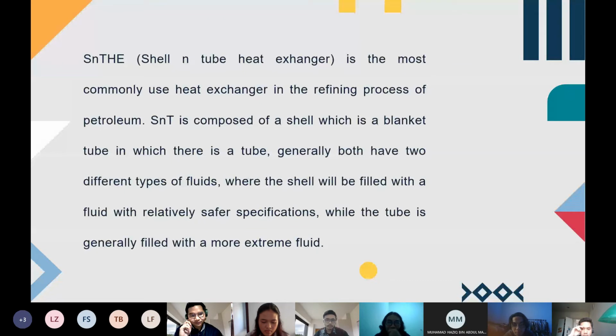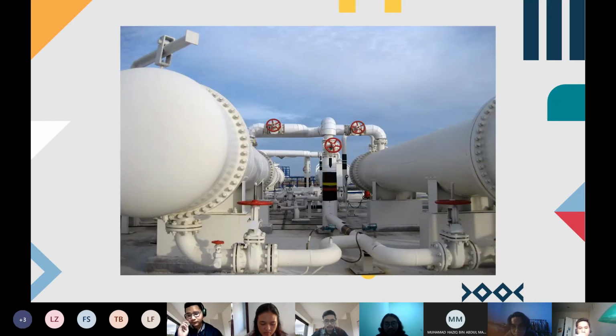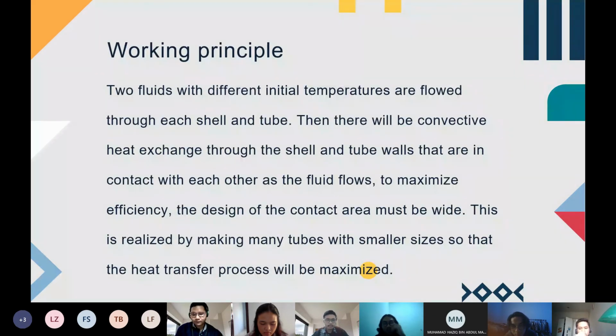Shell and tube heat exchanger is the most commonly used heat exchanger in the refining process of petroleum. Shell and tube is composed of a shell, which is a blanket, in which there is a tube. Generally, both have two different types of fluids, where the shell will be filled with a fluid with relatively safer specifications, and the tube is generally filled with a more extreme fluid. So this is the picture and working principle.